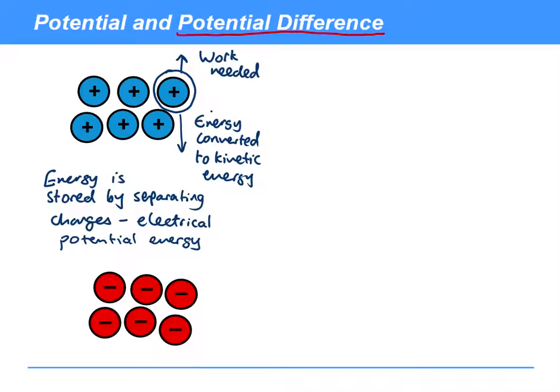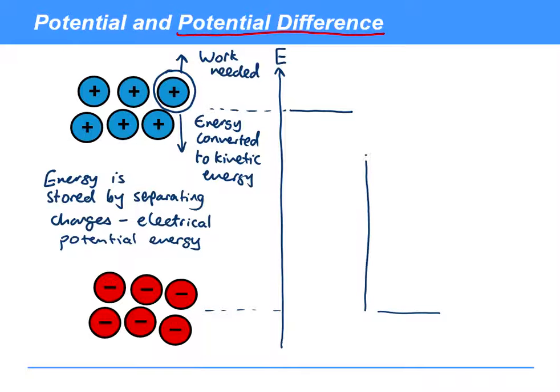So we can think about this top stage here as having a higher electrical potential energy. Let me try and draw that a little bit more vertically. So if we think about this as being the energy, then this state here has got a higher energy, and this state here would have a lower energy. So we've got a potential energy difference between these two. The difference in potential energy we can just represent by an arrow there.